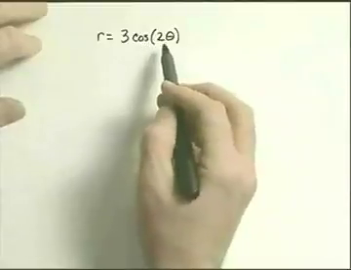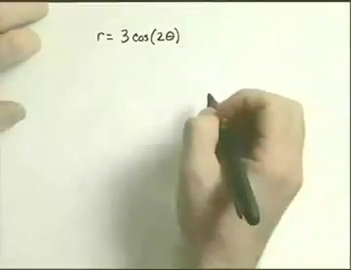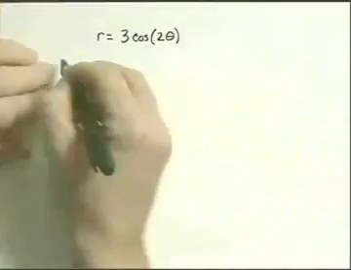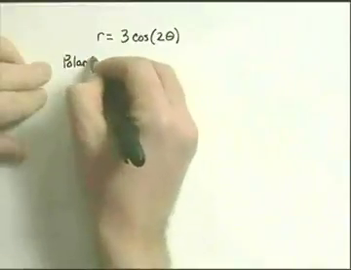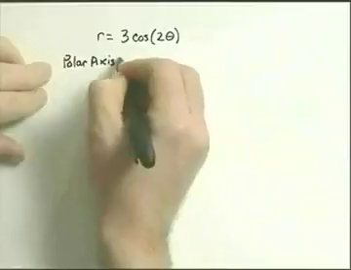We're now going to graph the polar equation r equals 3 times the cosine of 2 theta. Once again, we go through our tests of symmetry. We'll start by checking for symmetry with respect to the polar axis.